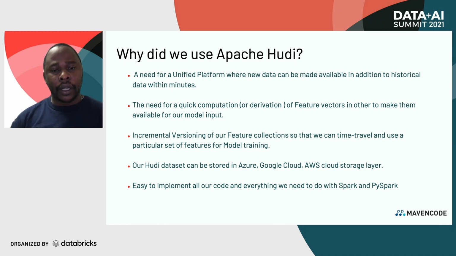And if we need to do a quick computation, we can have a Spark job that runs and computes. We extend the data frame, add more columns, compute and derive the values that we want, and we can just write it back to Hudi.